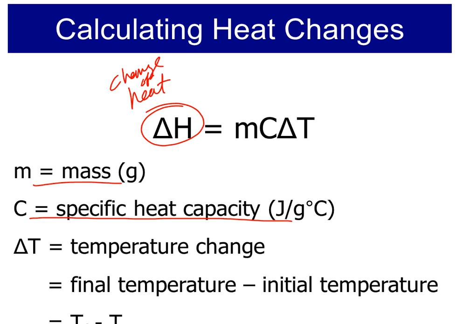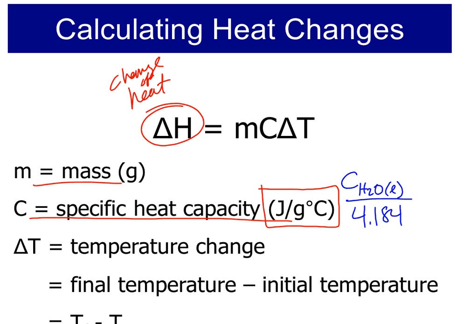Now, the specific heat capacity is a value that is unique to each individual species. You will not need to know the heat capacity for every substance, but there is one that you will know by the time it's all said and done, and that is the specific heat capacity of liquid water. That is equal to 4.184 joules per gram times degrees Celsius. You'll know that one. We're going to use it a lot.